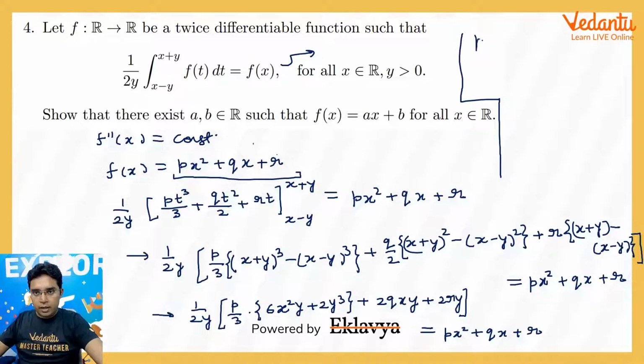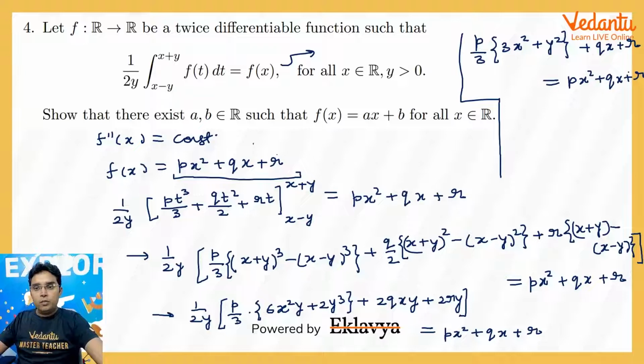I think the 2y will be cancelling, like p by 3 into 3x square plus y square only, then plus 2q xy, I think this will remain only qx and here only r, and this should be equal to px square plus qx plus r. So you can see both sides to be exactly identical. Okay, I think qx and r we are already getting, but here to make it identically equal, I think we need to have p equal to 0, because y is positive, you cannot have these things to be equal.